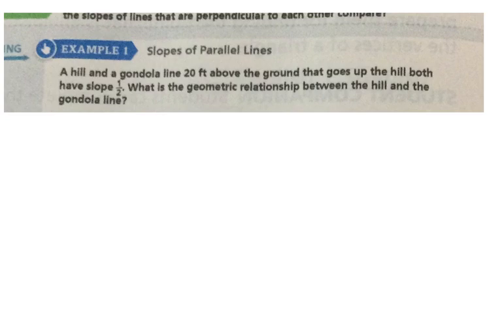So here's the ground, and here's the gondola line. It's 20 feet in the air, right? So now it says that there's a hill that has a slope of 1/2. Okay, so this is the part we're going to focus in on. We're going to focus in on the hill that has a slope of 1/2. So let me get my graph out here.